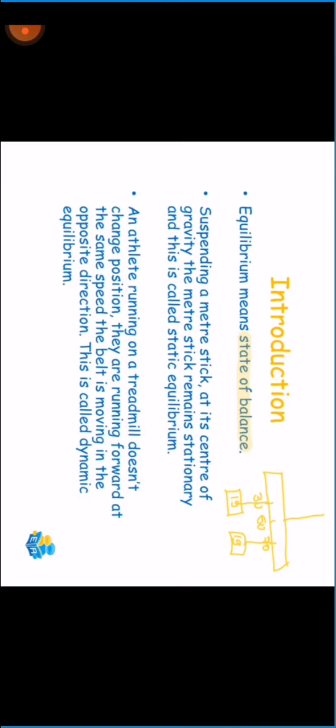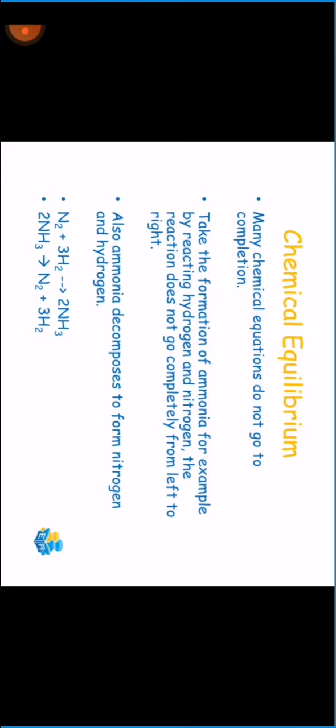Dynamic equilibrium basically implies that there is movement. Now, on our Leaving Cert course, we are going to be looking at dynamic equilibrium, so reactions that involve movement of particles and molecules. With chemical equilibrium, we can look at many chemical equations, and many do not go to completion. For example, take the formation of ammonia by reacting hydrogen and nitrogen. The reaction does not go completely from left to right, because the ammonia can decompose to form nitrogen and hydrogen.